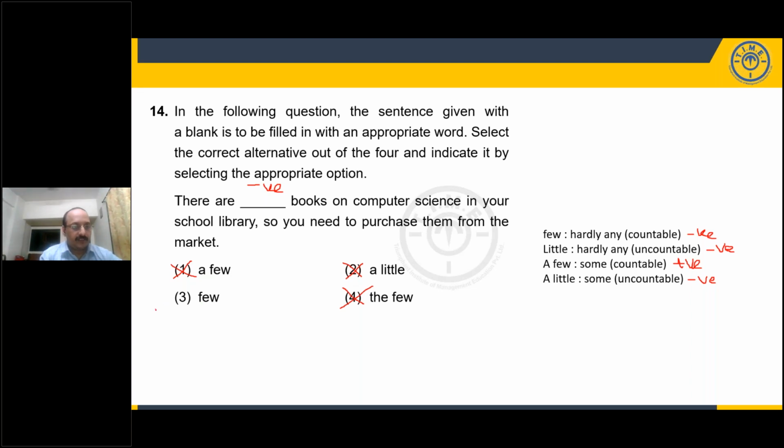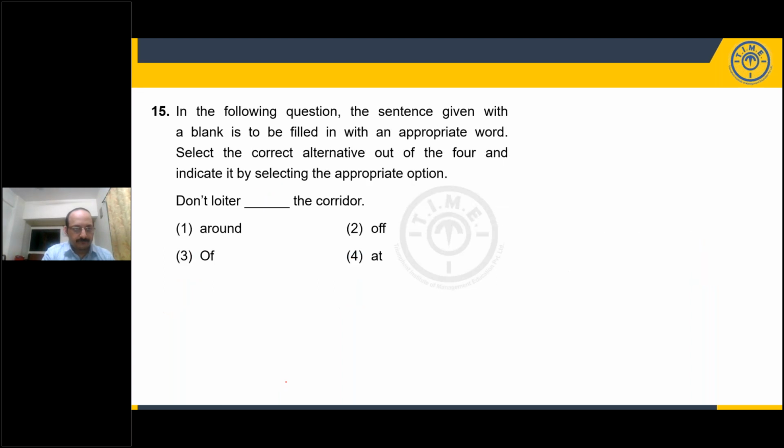My answer is few. There are few books on computer science in your school library, so you need to purchase them from the market. Very few books, so you need to purchase them from the market. All right, guys, I hope this is clear. 15th question.